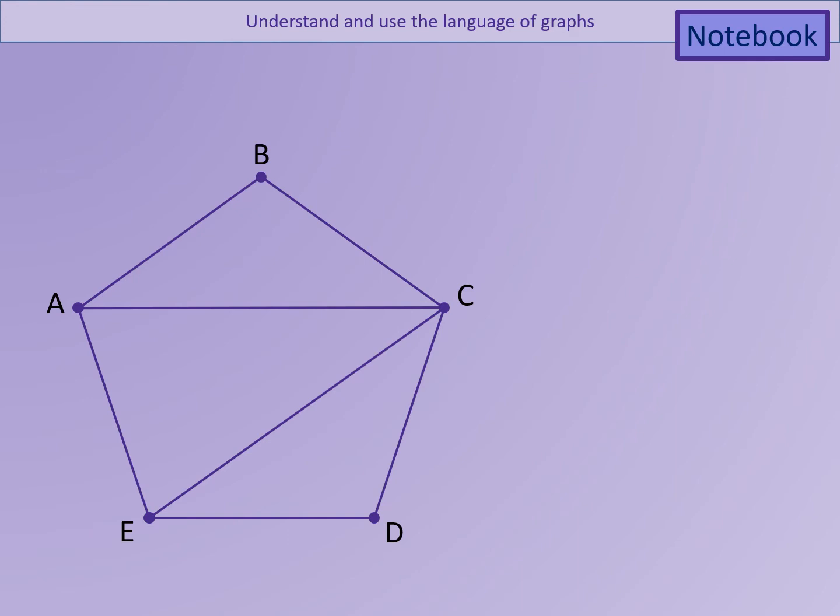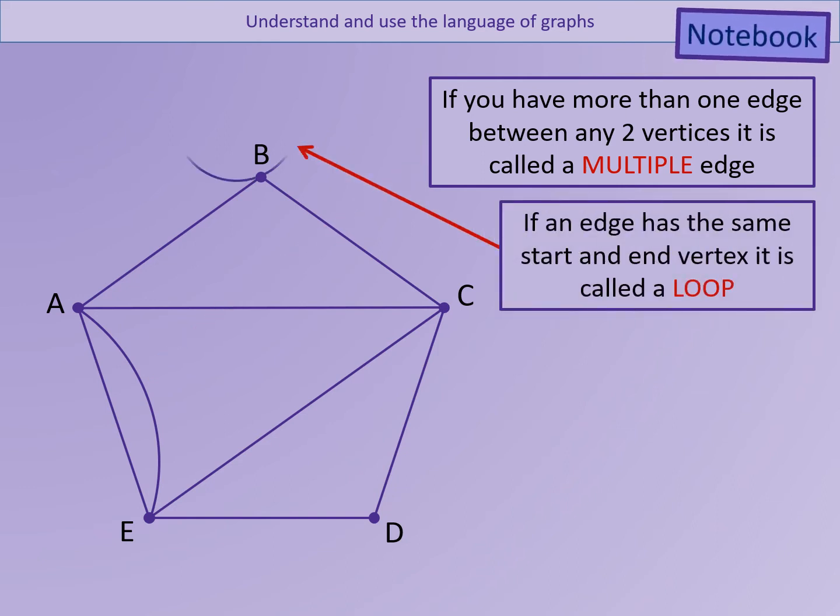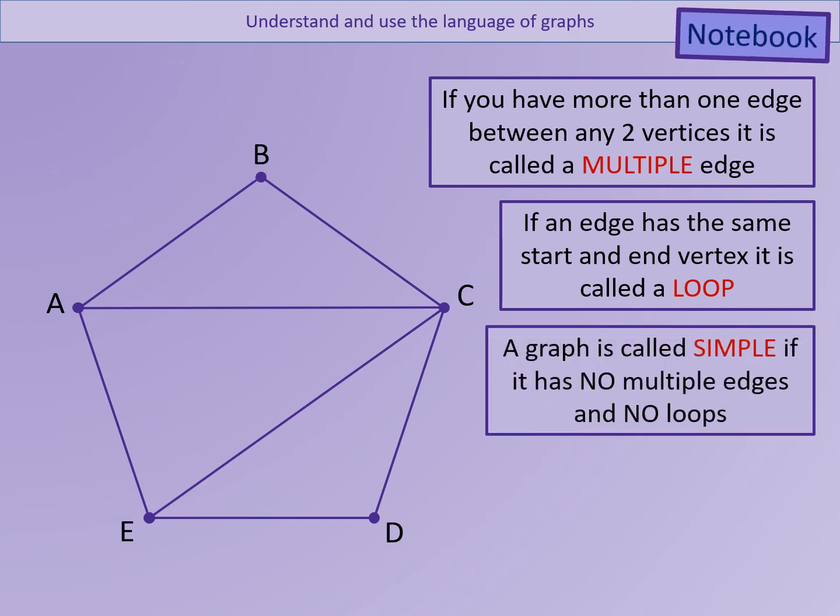Here are some definitions relating to the edges on a graph. If there's more than one edge between two vertices, for example, the two edges between vertex A and vertex E, this is known as multiple edges. An edge that starts and finishes at the same vertex, for example the one at vertex B, is called a loop. A graph is called a simple graph if it contains no multiple edges and no loops.